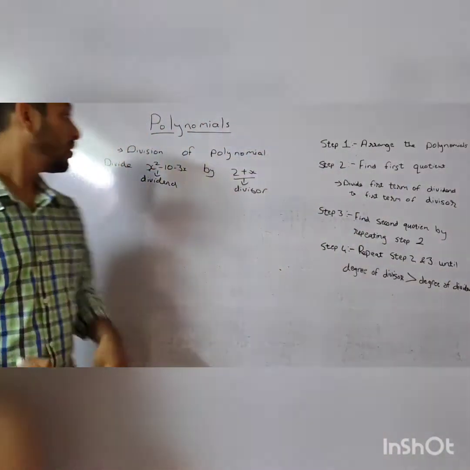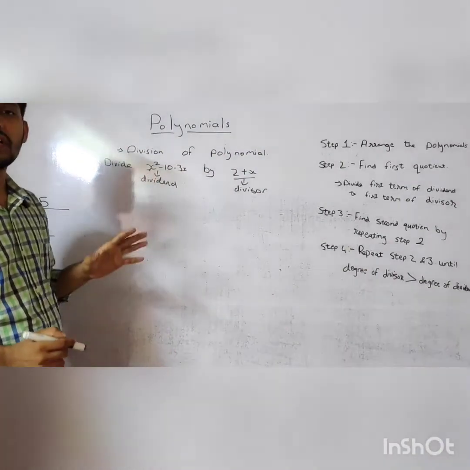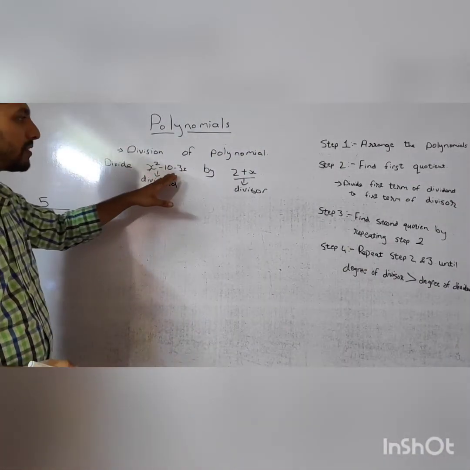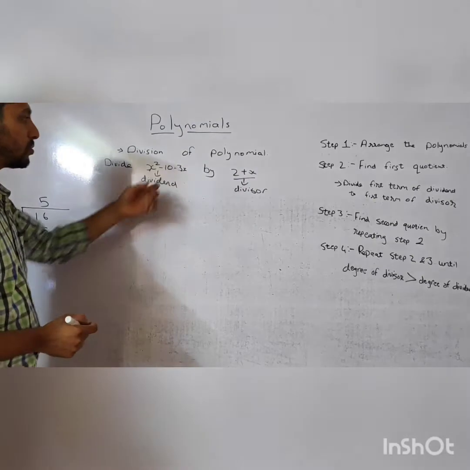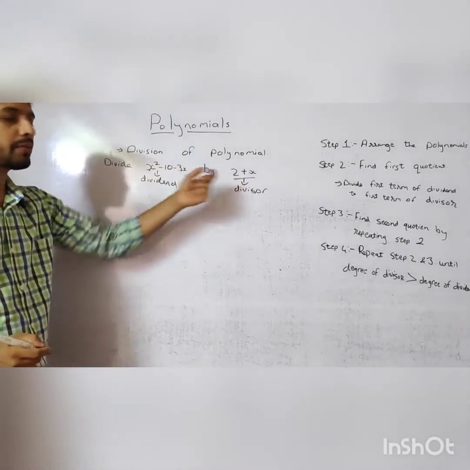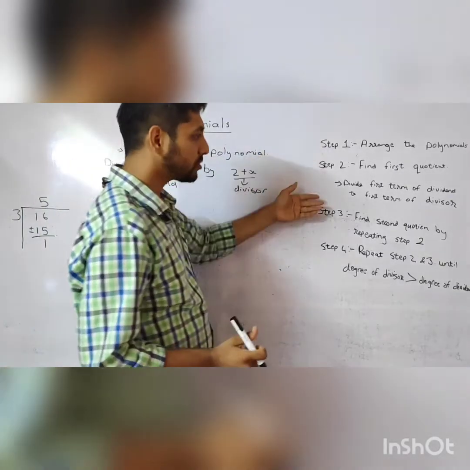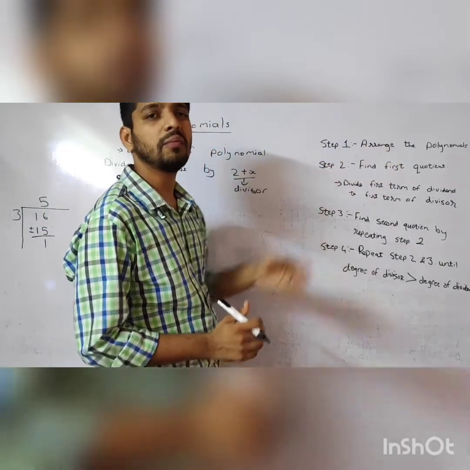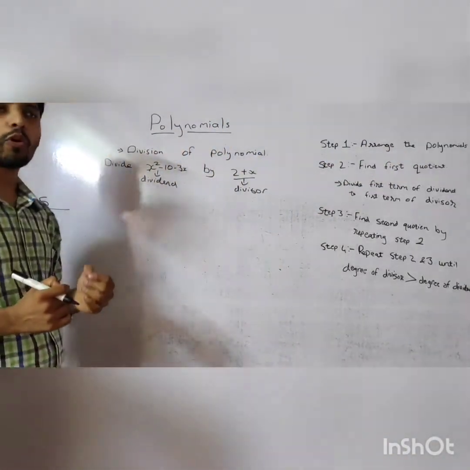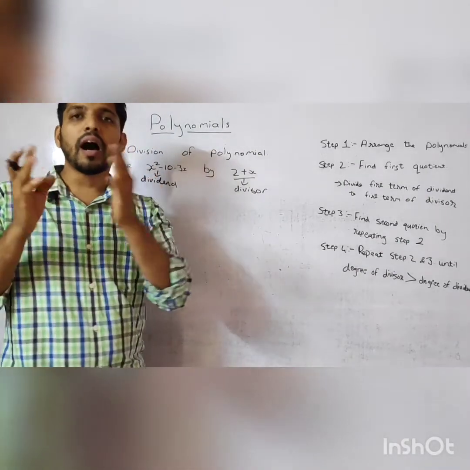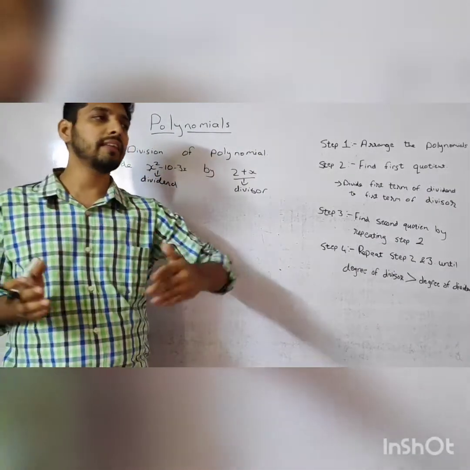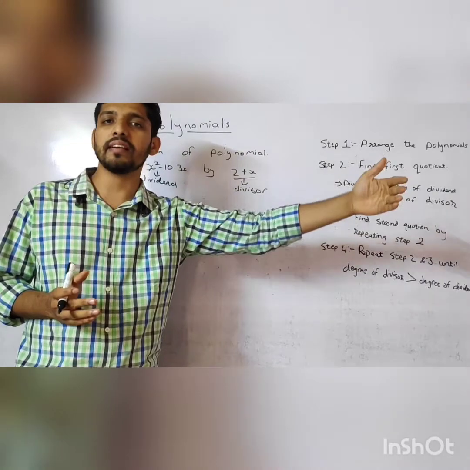So students, now we will be dividing a polynomial with a polynomial. Divide this polynomial with this polynomial. So this part becomes our dividend and this part becomes our divisor. We need to do it in 4 steps, and the first step is arrange the polynomials. You need to arrange the polynomials in normal manner, that is, highest degree will be written first and then the lower degrees in descending order.